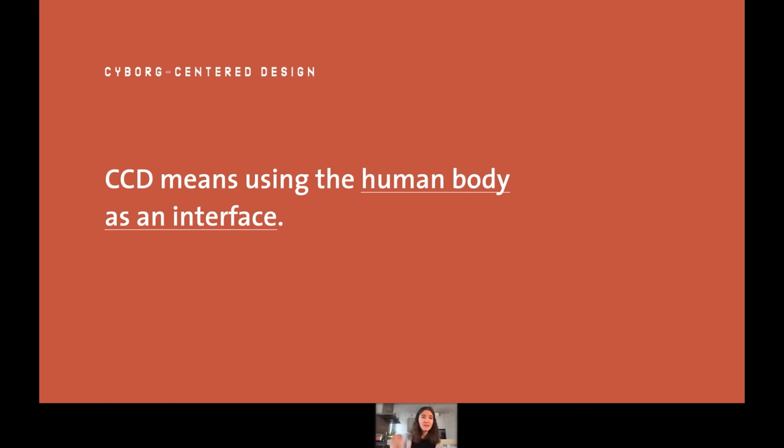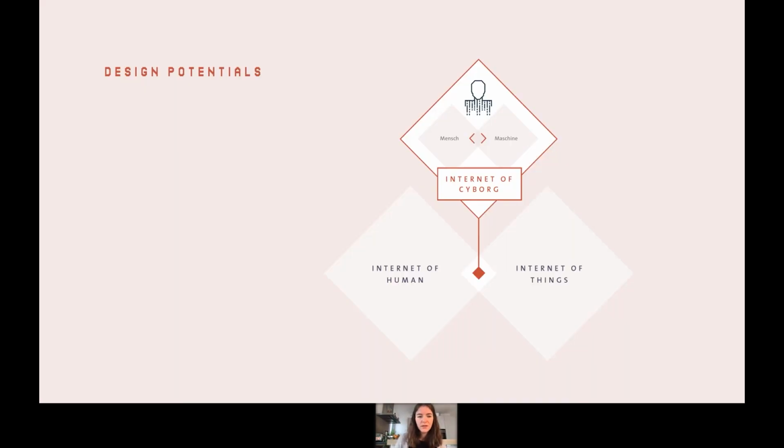So another thesis is now cyborg-centered design, which means to use the body as an interface. So the body turns into an interface. And within the master thesis, we worked on two design potentials. One is the Internet of Cyborg.